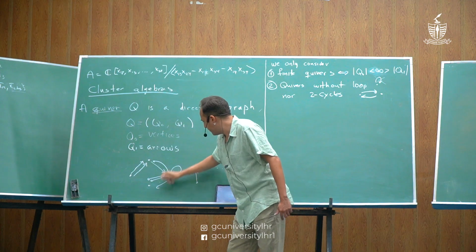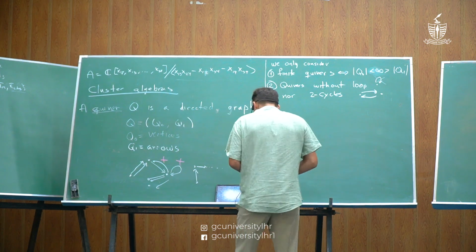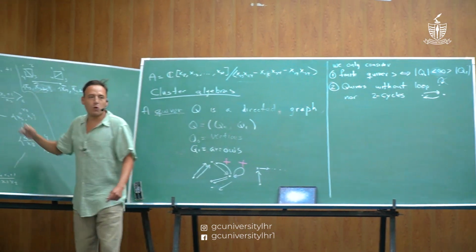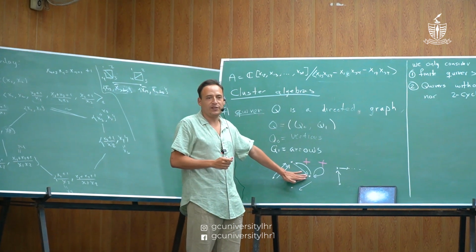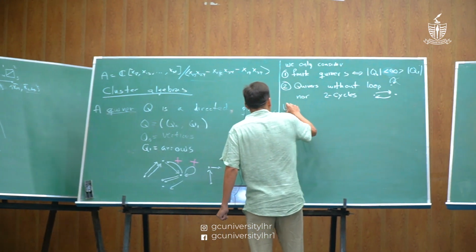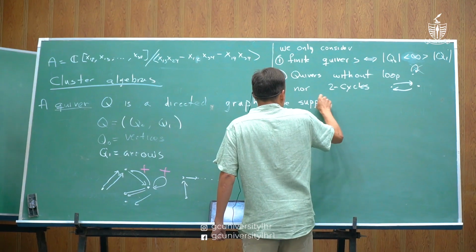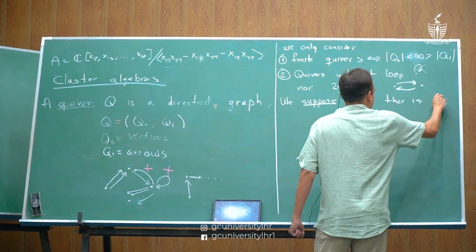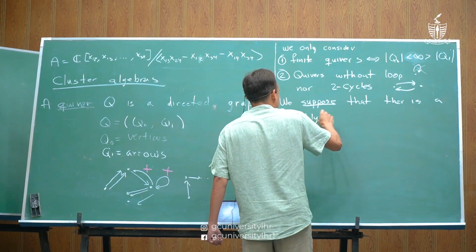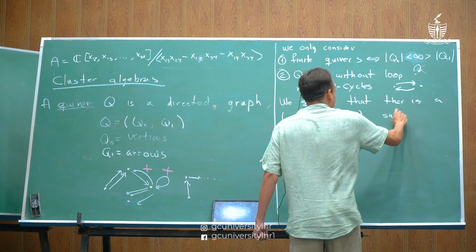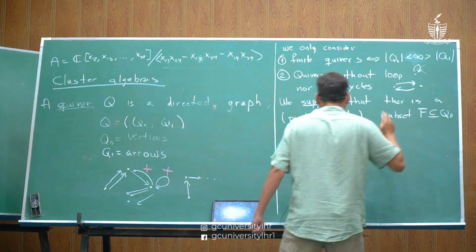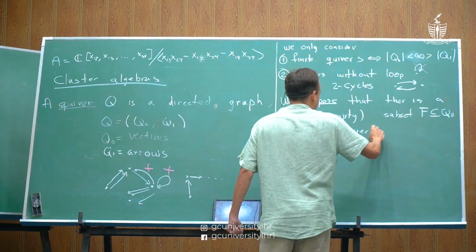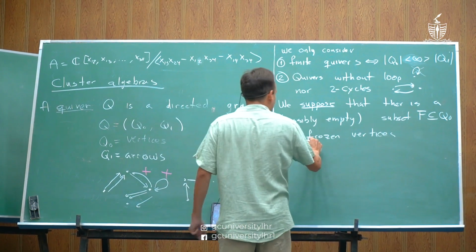We don't want this, we don't want this. Okay? And very importantly, and that's why this example is important, we will assume that the quivers have a distinguished subset of vertices called frozen vertices. And we suppose that there is a possibly empty subset of frozen vertices. Things that are frozen, I will denote them in blue.